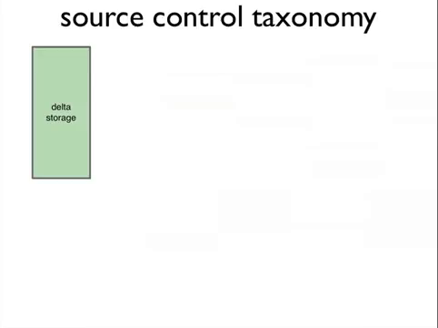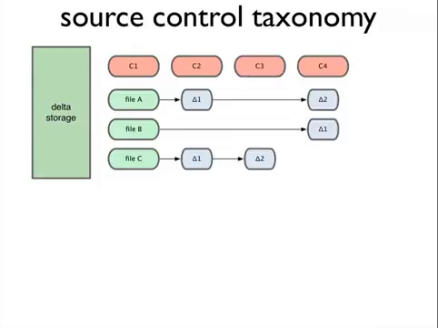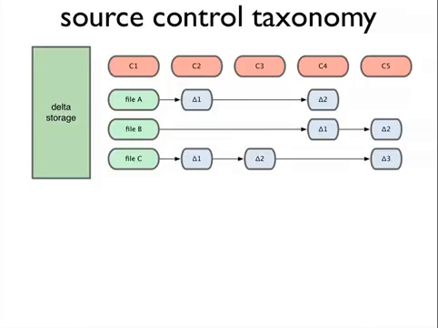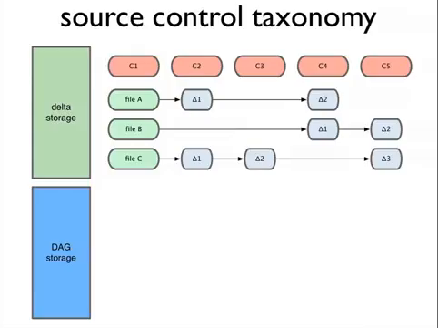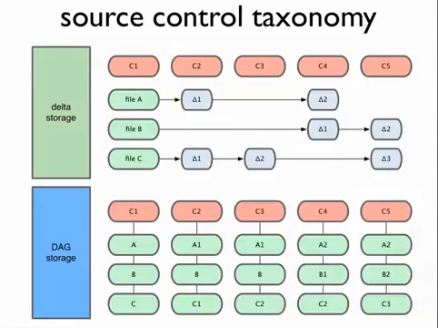So, I'm going to describe a source control taxonomy so you understand where Git fits in the source control ecosystem. So there's traditional Delta storage source control management systems where your first commit, you commit an initial version of all the files, and then each subsequent commit, you commit a Delta, right? It keeps a patch or Delta, some sort of diff between that file and the previous version of the file.